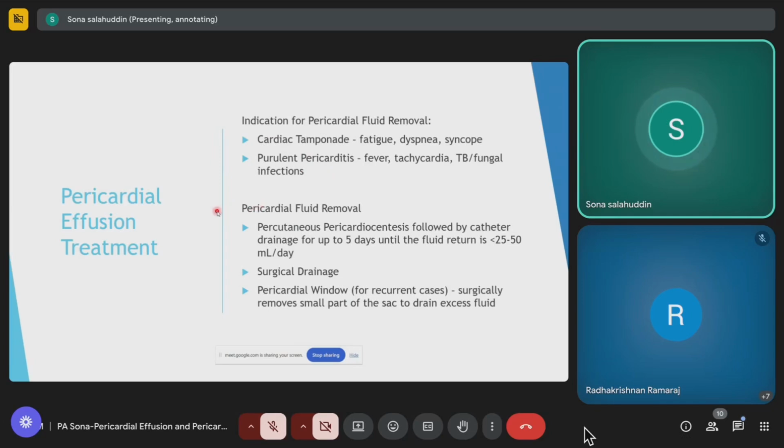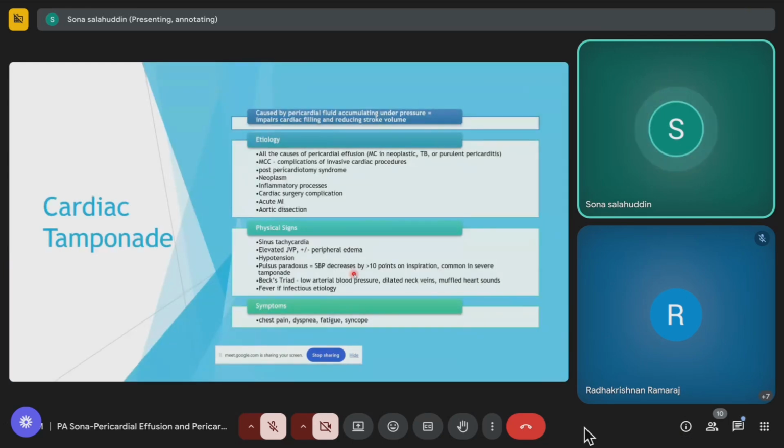And then how to remove it. They'll do a percutaneous pericardiocentesis, which is basically a needle and catheter draining the fluid from around the heart. And then they'll leave a catheter drain in for up to 5 days to slowly remove the fluid. An alternative to that would be a surgical drainage, such as a pericardial window. That's most common for recurrent cases, where they remove part of the sac to drain excess fluid.